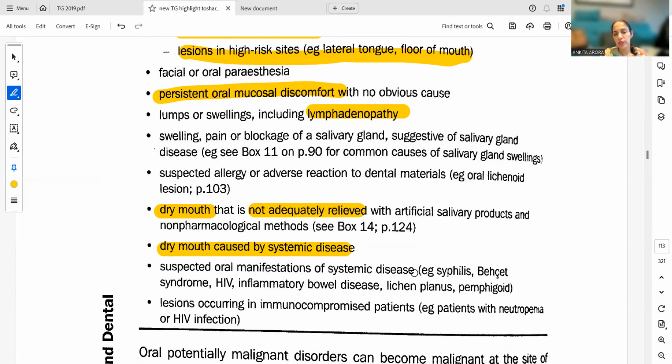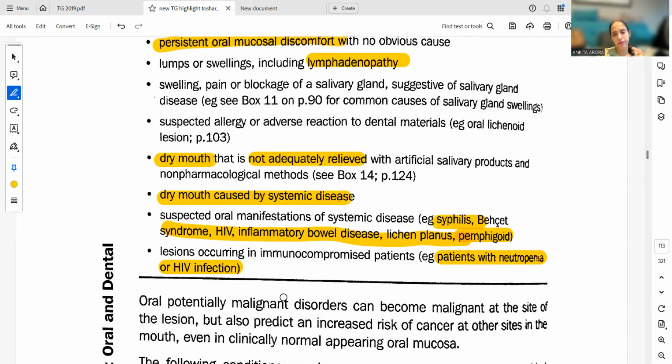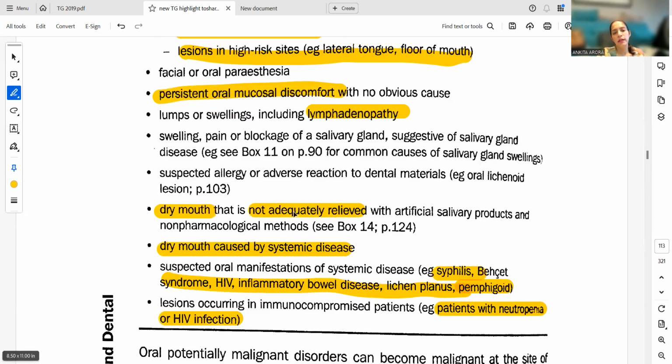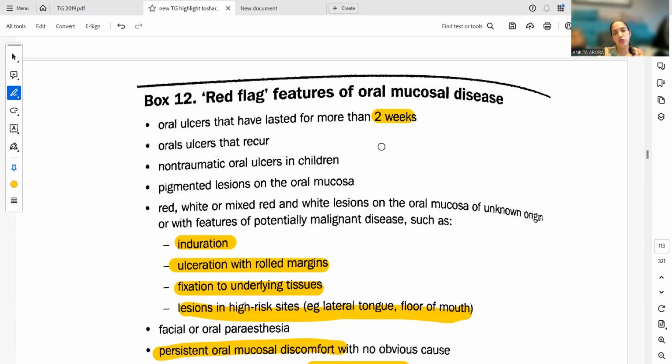Suspected oral manifestations of systemic disease like syphilis, Behcet's syndrome, HIV, inflammatory bowel disease, lichen planus, and pemphigoid. Then lesions occurring in immunocompromised patients, for example, patients with neutropenia or HIV infection. This is an important chart, red flag features of oral mucosal disease.